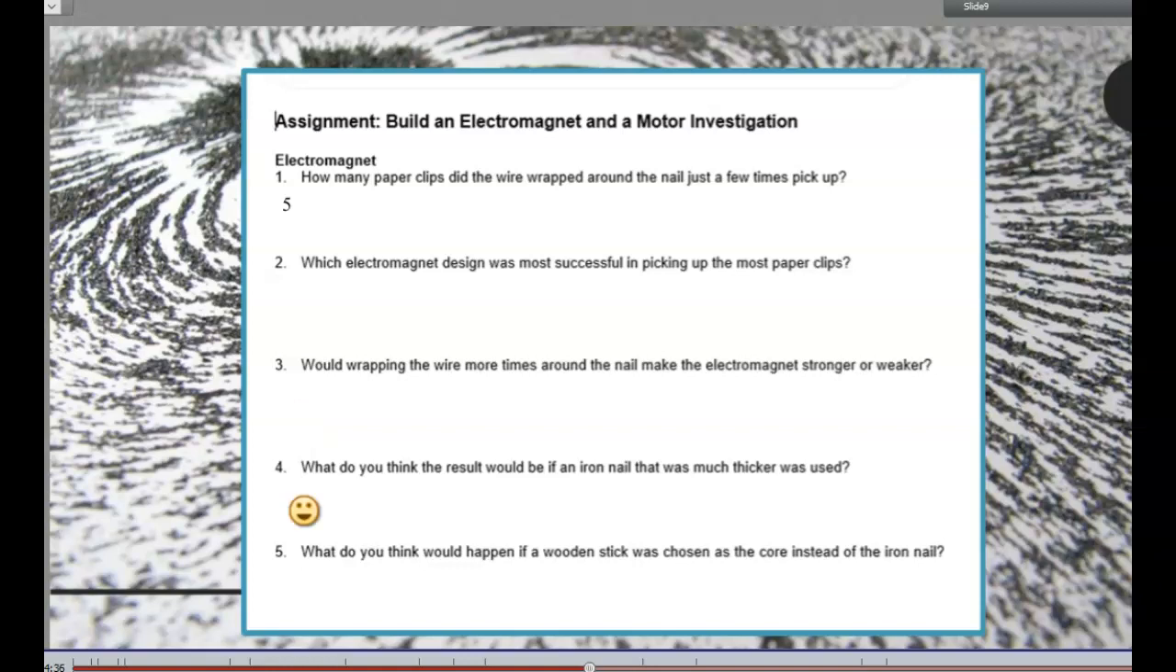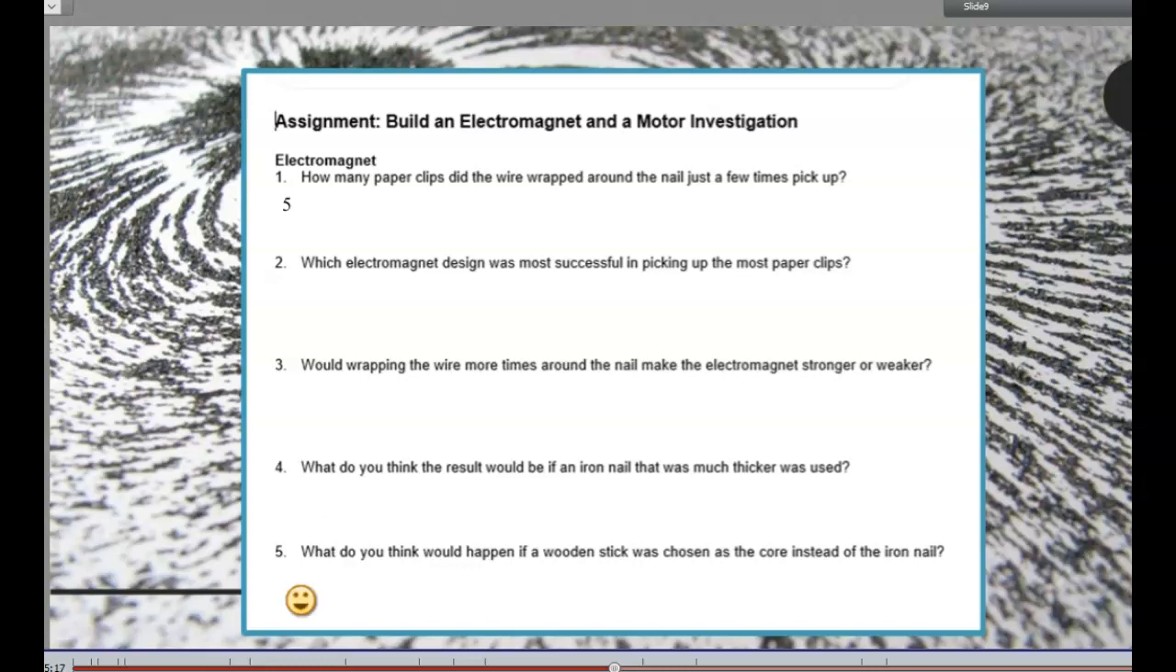All right, number 4. What do you think the result would be if an iron nail that was much thicker was used? So this would be kind of going back to what Ryland's saying. I think Dylan mentioned it too. It would be interesting to test that and see if the metal, which would have more domains in there as well being turned, if the magnet would be stronger. So that's just our guess, and it's saying, what do you think? Based on what we know, this is what we're thinking, that it would be a stronger magnet. So we would have to test that, but that is a good answer.